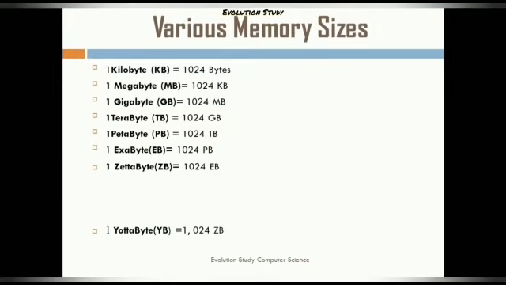Here are some memory sizes which you need to learn. 1 kilobyte is equal to 1024 bytes. 1 megabyte is equal to 1024 KB. 1 gigabyte is equal to 1024 MB. 1 terabyte is equal to 1024 GB. 1 petabyte is equal to 1024 TB. 1 exabyte is equal to 1024 PB. 1 zettabyte is equal to 1024 EB and 1 yottabyte is equal to 1024 ZB.